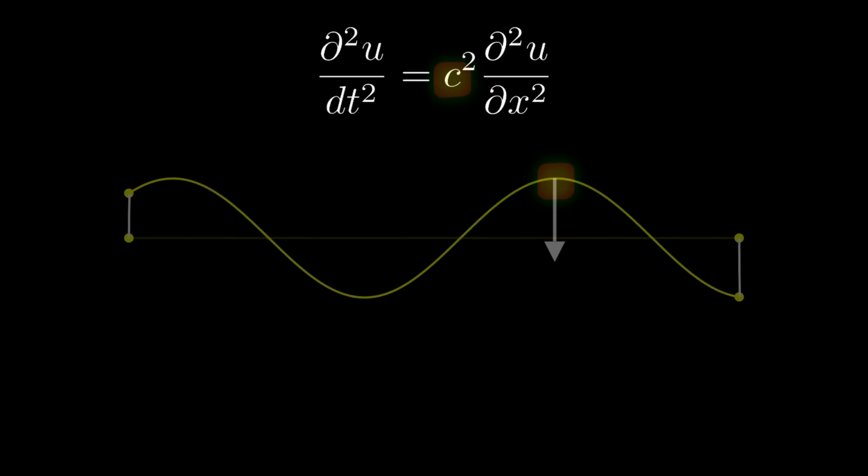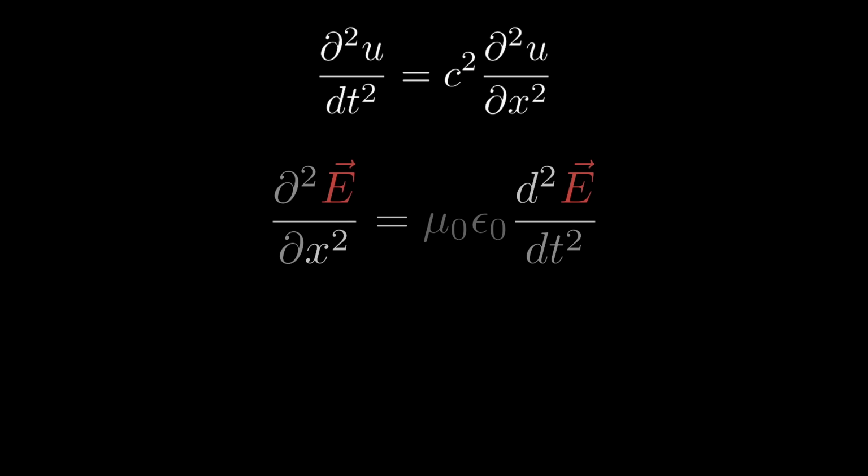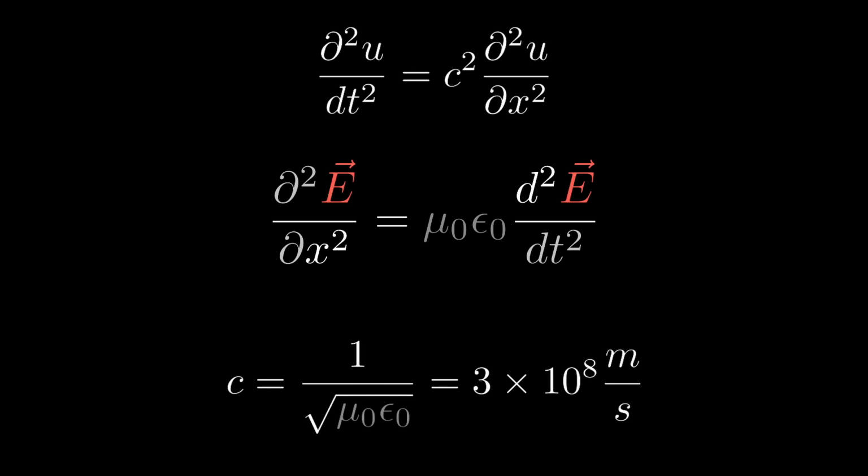So if you want to, you can plug in the constants we've been working with so far, and you get that the speed of these waves in a vacuum is 3 times 10 to the 8th meters per second, which is exactly equal to the speed of light in a vacuum. These connected electric and magnetic waves are actually the same thing as light waves.